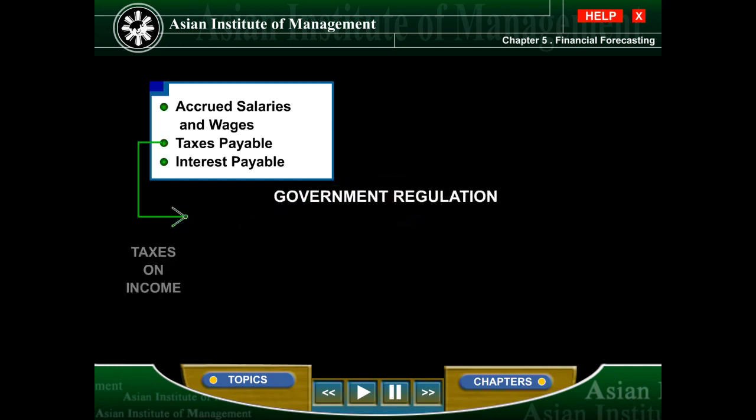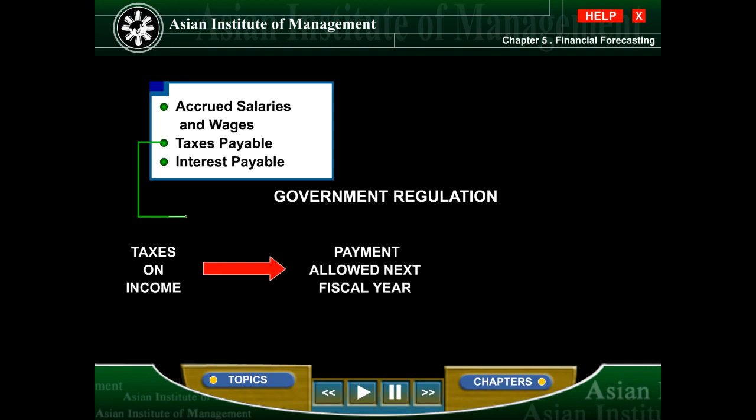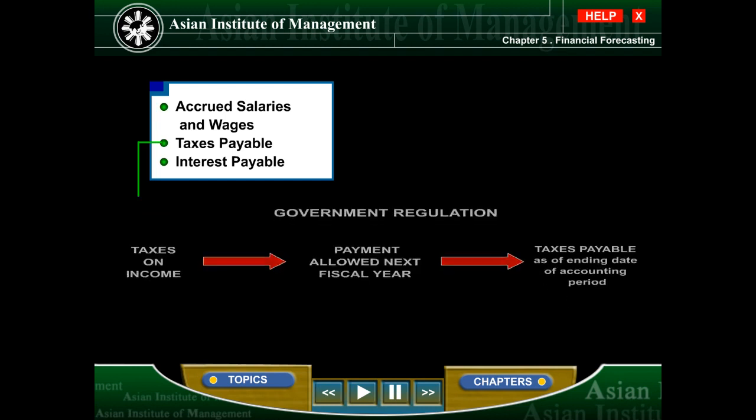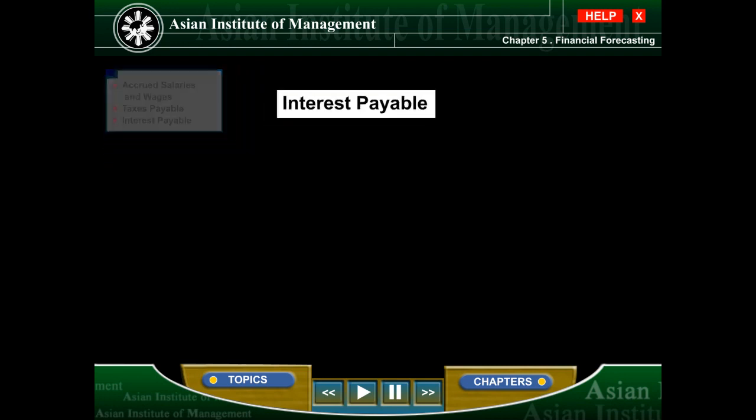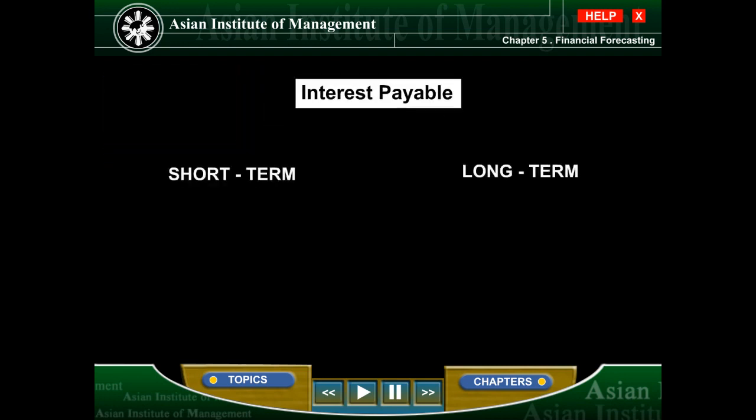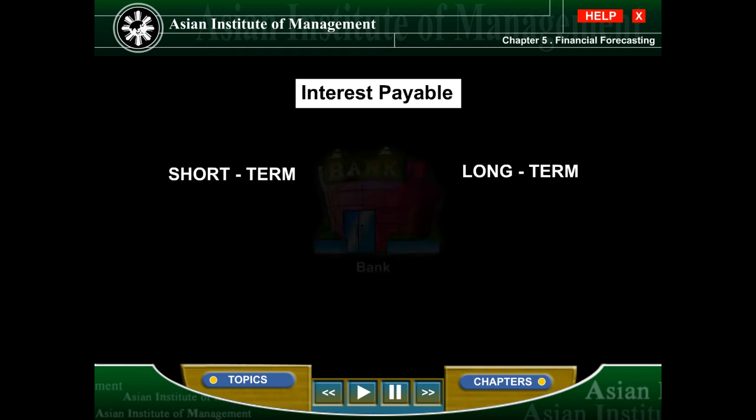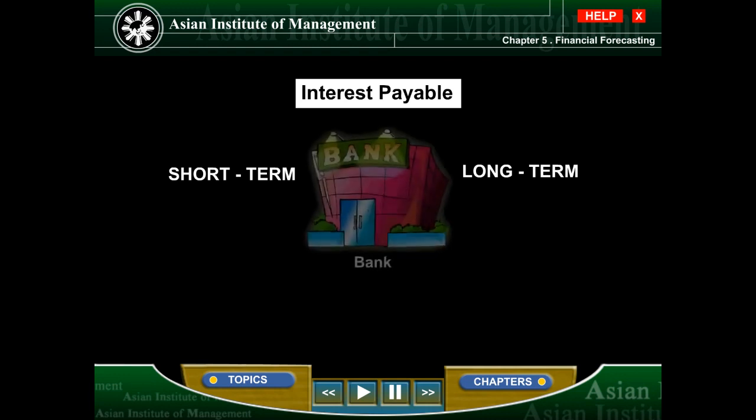If the taxes for income realized during the accounting period are allowed to be paid in the next fiscal year, then they will all appear as taxes payable as of the ending date of that accounting period. Interest payable can be computed by estimating the short and long-term loans needed for the period being forecast. The balance sheet forecast will, in fact, reveal the loan status of the enterprise.